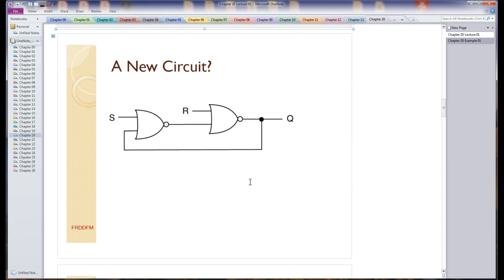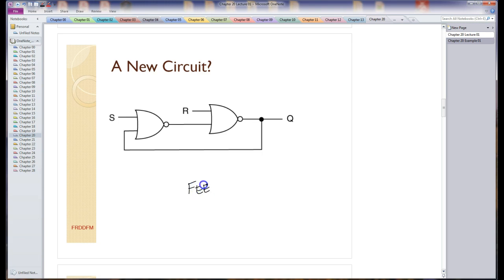This is a new circuit, maybe. It looks like some NOR gates. Is it something we've seen before? It is a little bit unique because what we're doing is taking this output and feeding it back and using that output as an input. This is very significant. Once I do that, it changes this circuit into a sequential circuit, and remember, a sequential circuit is a circuit that has memory in it. Most importantly, the physical characteristic of a circuit that gives it the ability to memorize data is feedback.